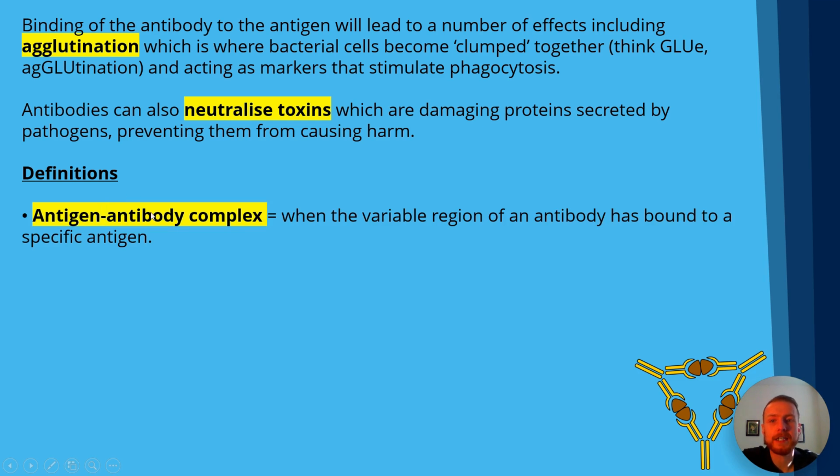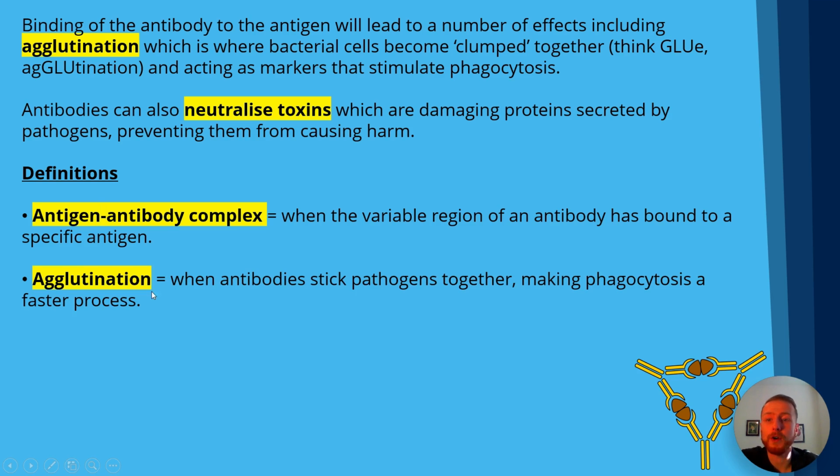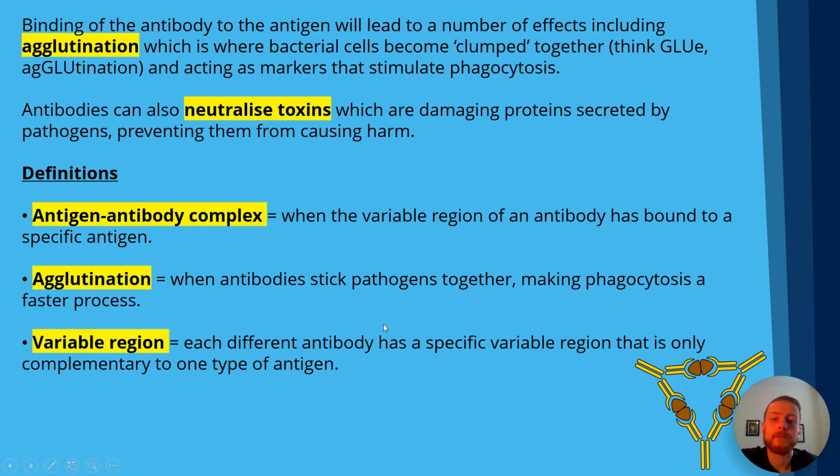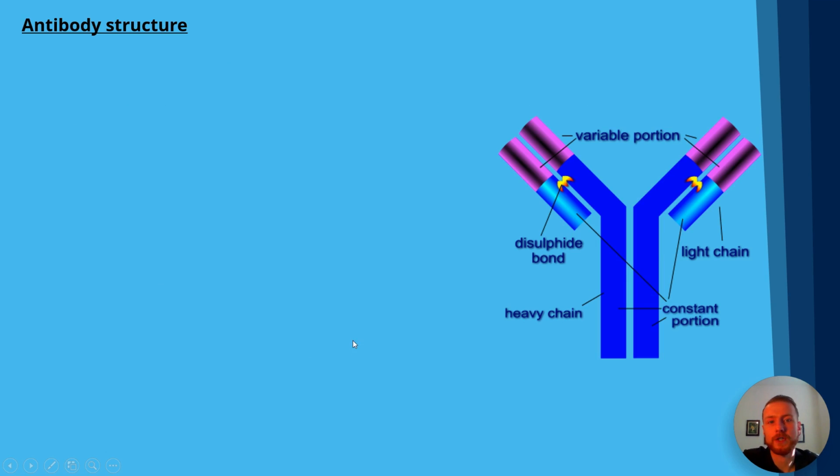Well, the antigen-antibody complex, which remember that's key, is when the variable region of an antibody has bound to a specific antigen. Agglutination is when antibodies stick pathogens together, and you can see a diagram of that happening here with our Y-shaped antibodies and our little antigens there. And that's going to make phagocytosis a much faster process because you've clumped together all the pathogens. The variable region, now each different antibody has a specific variable region, and it's only complementary, as we've mentioned, to one type of antigen.